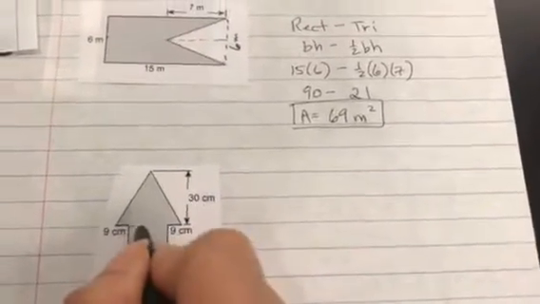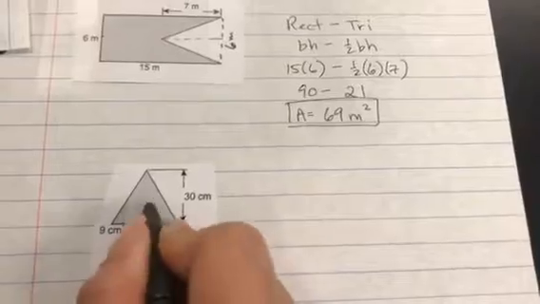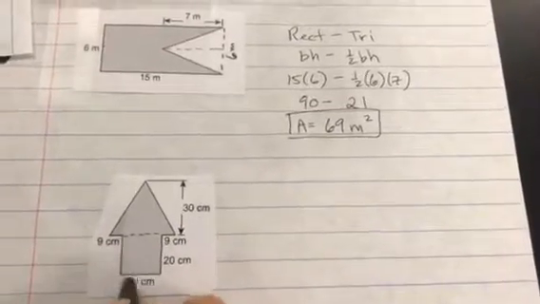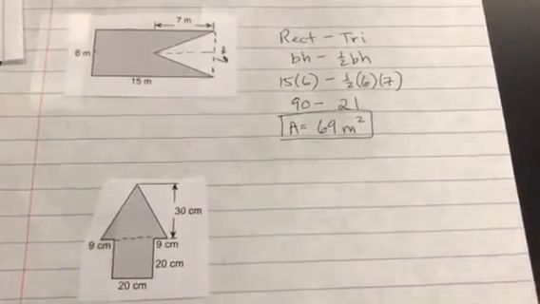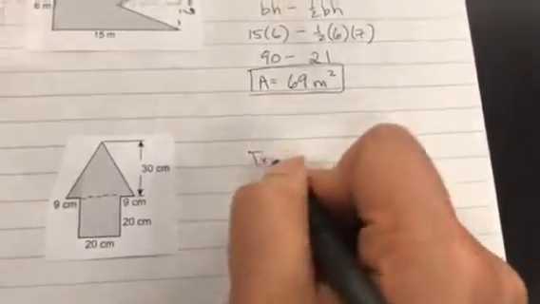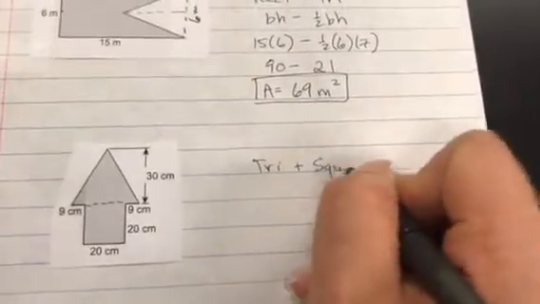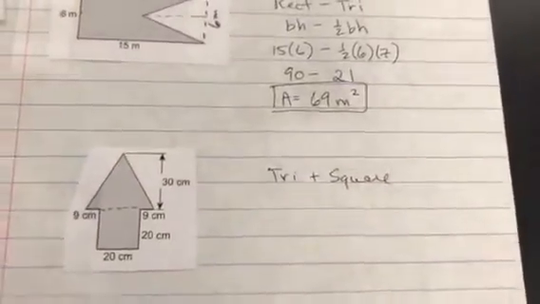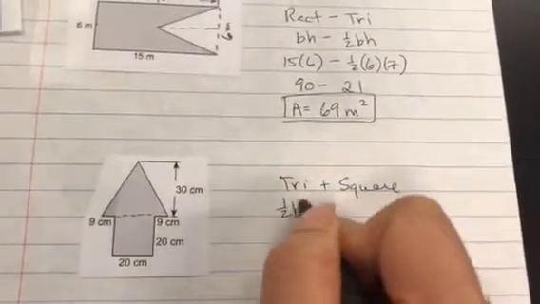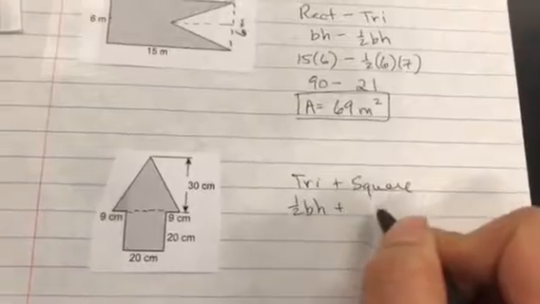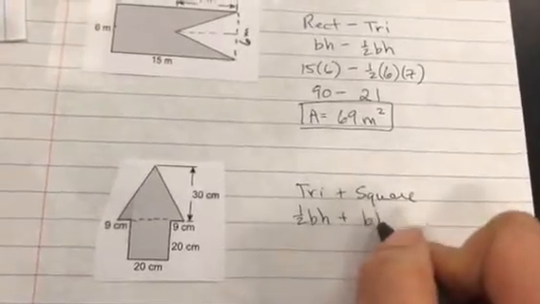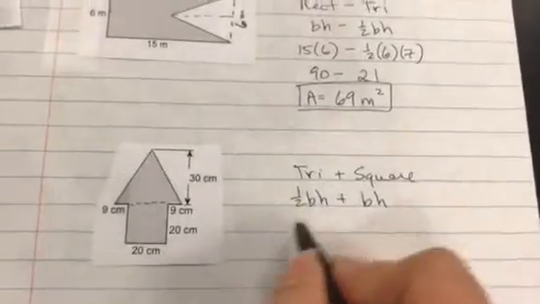All right, last composite shape. This looks like an arrow, but you can actually cut this arrow into a triangle and a square because I can see 20 by 20. It's a square, right? All the sides of a square are the same. So this time I'm going to do triangle plus square. Formula for triangle is half of base times height. Formula for square is base times height, same thing as a rectangle or a parallelogram. Okay. Plug in the numbers you know.